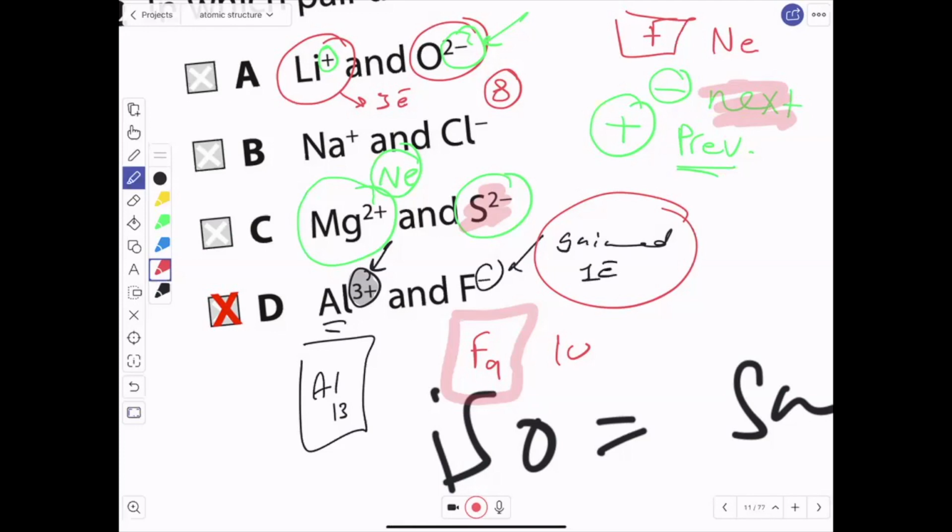Are you following? Yeah. All right. Can you try sodium chlorine? How many electrons does sodium ion have here? 10. It will be like the previous noble gas. Previous noble gas to sodium is neon. The next noble gas to chlorine, chloride ion, is going to be argon. So they're not identical.